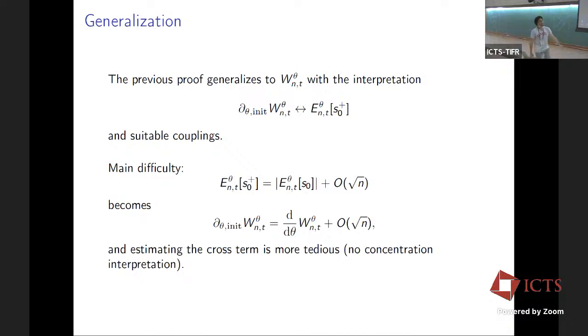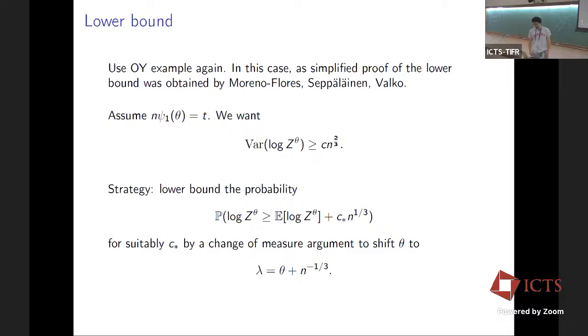The difficult part is actually showing that you can go from the derivative just with respect to the dynamical parameter corresponding to S0 plus to the full derivative with respect to both the initial data and the dynamical parameter, and show that this is O of root n theta, and that's more tedious, and I'm going to skip this.